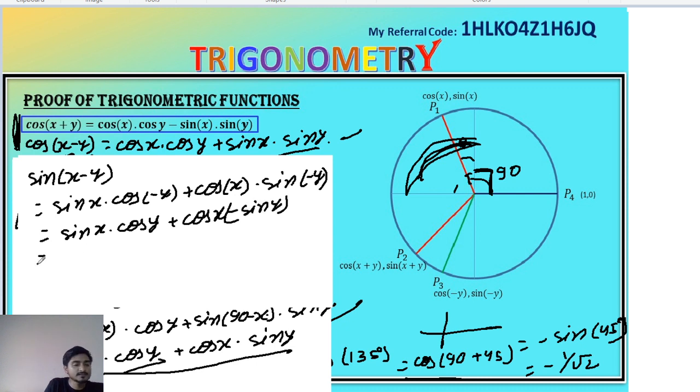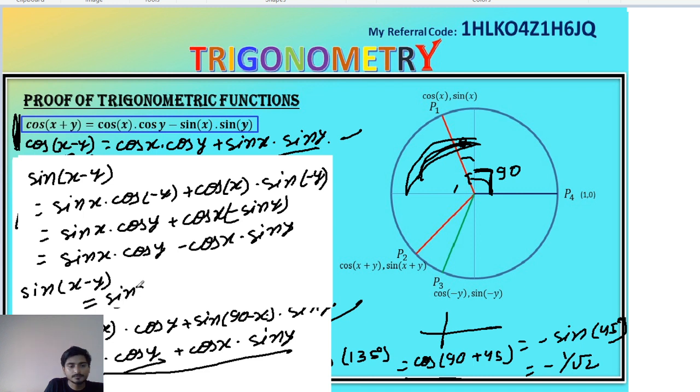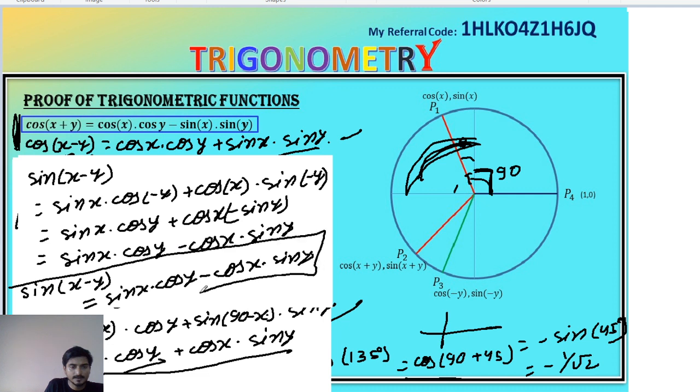Okay, so this gives you the final formula, that is sin x into cos y minus cos x into sin y. So this is your formula of sine of x minus y, which is equal to sin x into cos y minus cos x into sin y. Okay, is it fine? Hope this is fine with all of you.